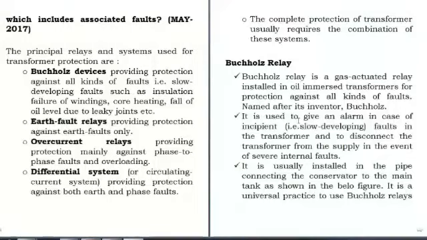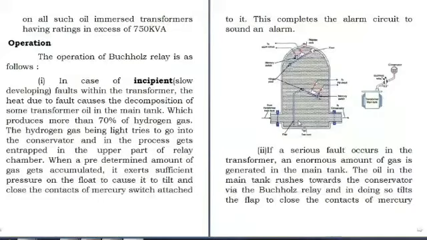It is a gas-activated relay installed in oil-immersed transformers for protection against all kinds of faults. It is used to give an alarm in case of incipient faults. Incipient means the slow developing fault in the transformer, and to disconnect the transformer from the supply in the event of severe internal faults. It is usually installed in the pipe connection from the conservator to the main tank as shown in the diagram. If you see the diagram carefully, you can easily observe this.